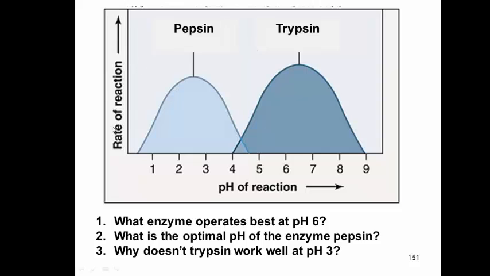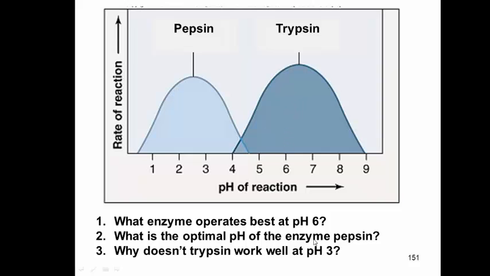So in this particular graph, we still have rate of reaction on this side, but down here we have pH. Okay? We have two enzymes in question, pepsin and trypsin. First question says, what enzyme operates best at pH of 6? So we come over here, we find pH 6, and we see that, well, pepsin doesn't work at all at pH 6, but trypsin does, right?